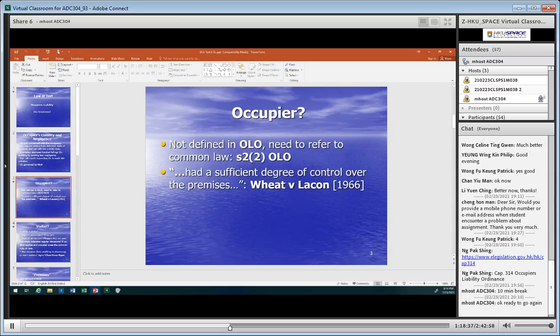So you would think they should have thought a little bit about that and put some definition of an occupier in the legislation. Why not just take the ratio of the case of Wheat v Lacon? An occupier is somebody who has sufficient degree of control over the premises. Okay, or they could have come up with wording similar to that. So the ordinance is there to regulate the duty which an occupier of premises owes to his visitors.